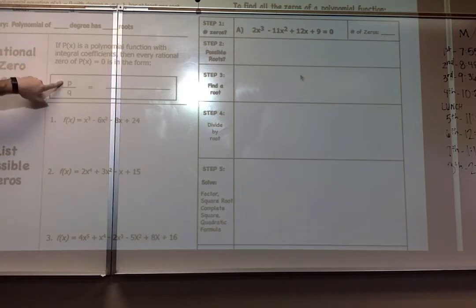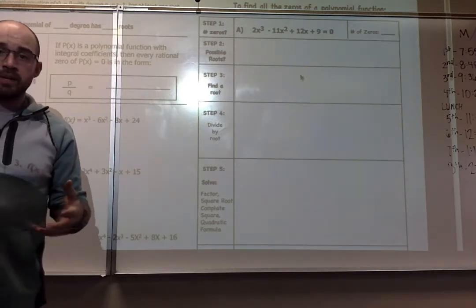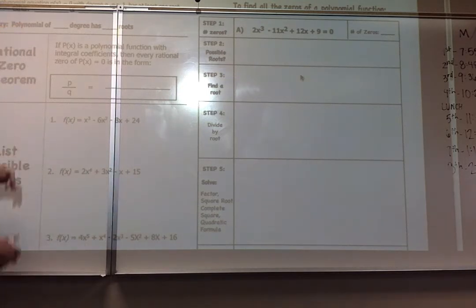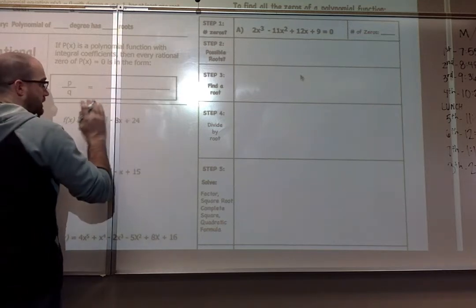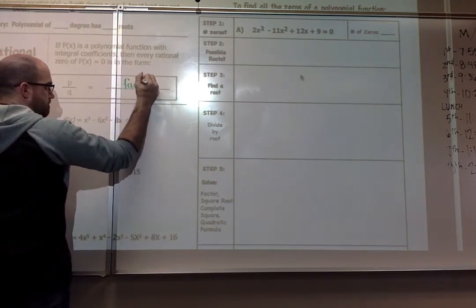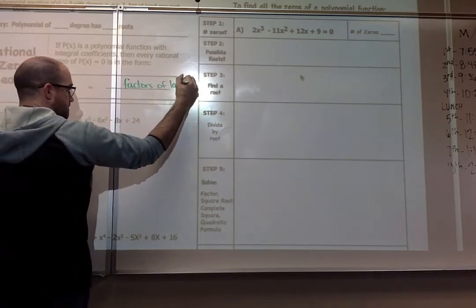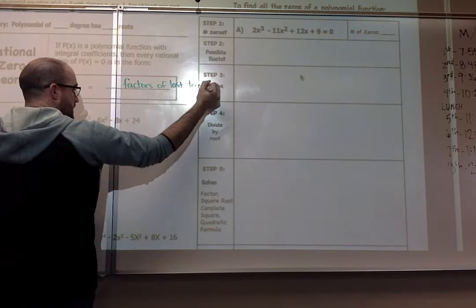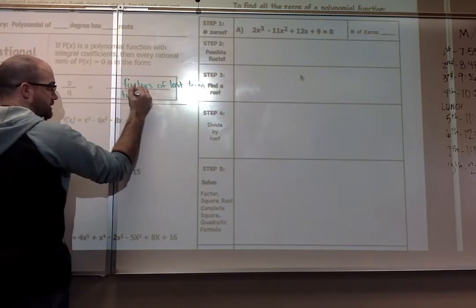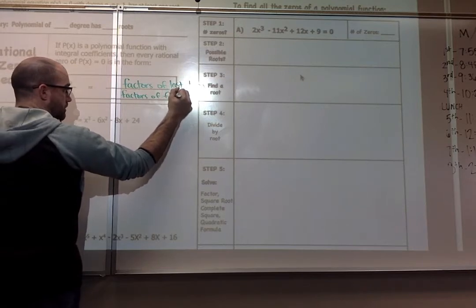Essentially, we have our p divided by q. P is essentially the factors of our last term, and then q is the factors of our first term. So that's kind of what we listed here. P over q represents factors of last term divided by the factors of first term.